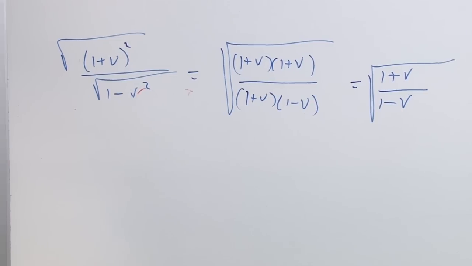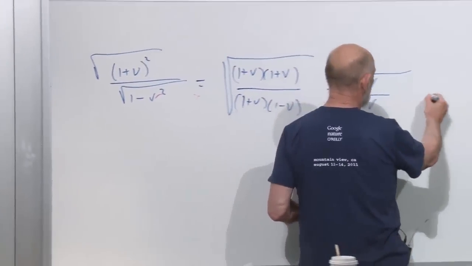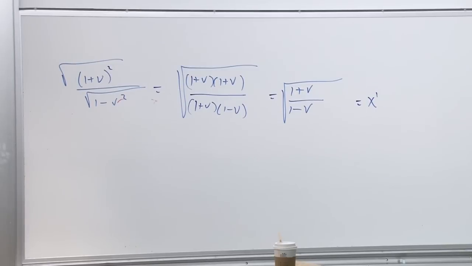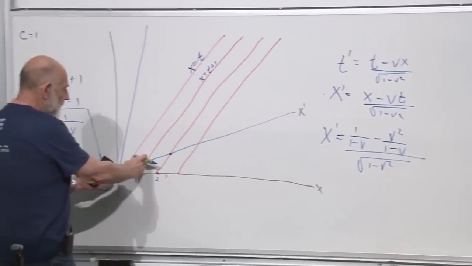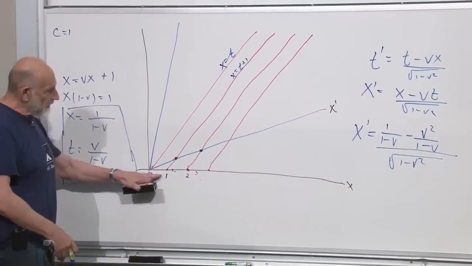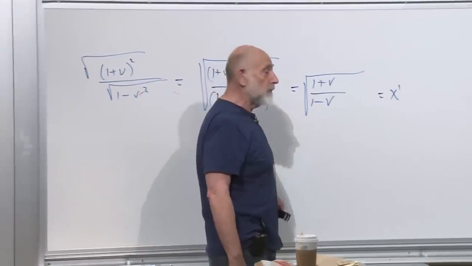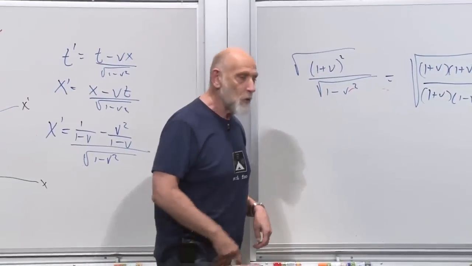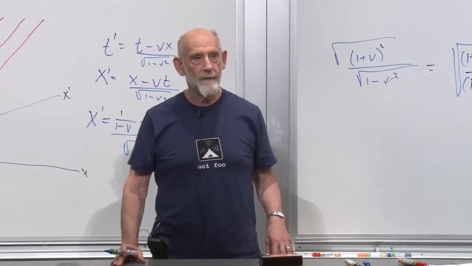That's what x prime is over here. Is it bigger than 1 or smaller than 1? It's bigger than 1. So my reckoning of this distance gives me something bigger than 1. You said the wavelength was 1. I say the wavelength is square root of 1 plus v over 1 minus v. Okay, so that's the calculation. Whew, wow. Okay. Does that answer your question, Warren?